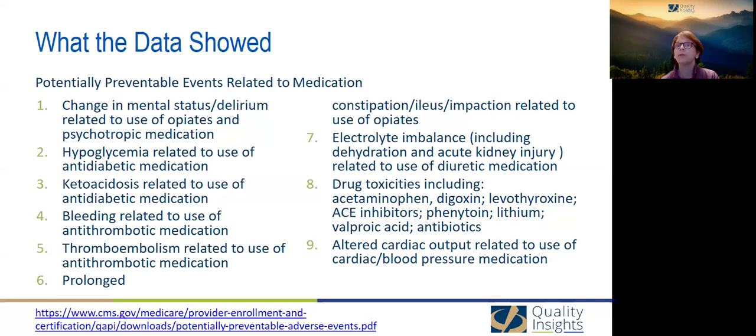So during your efforts to reduce adverse events and hospitalizations, this would be a super list to share with your pharmacist and engage in a discussion of how they're monitoring for these specific areas of risk and how they're interacting with the physicians and your facility leaders related to those risks. The events listed here include changes in mental status, hypoglycemia, ketoacidosis, bleeding related to anticoagulation, thromboembolism, prolonged constipation, specifically related to opiate use, electrolyte imbalances, drug toxicity, and altered cardiac output.